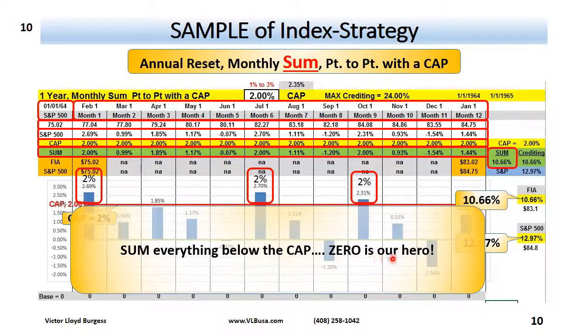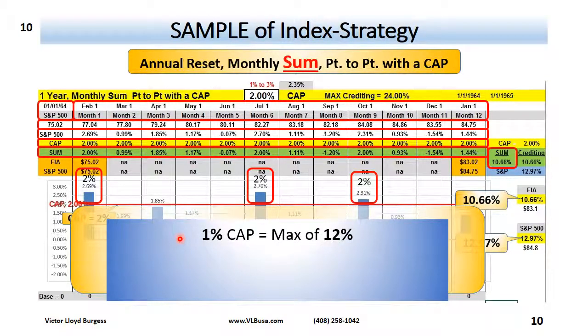Now remember, zero is our hero. You never can lose any money, either principal or gains, in a fixed index annuity due to market volatility. So we say it's zero is our hero. Anytime the strategy's total is zero or less, you simply don't get anything added to your account, but you will never have anything taken away.